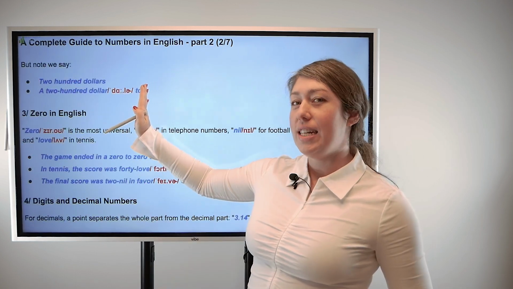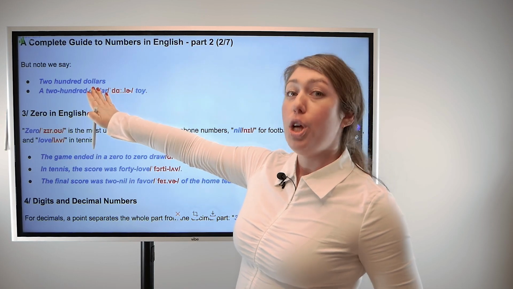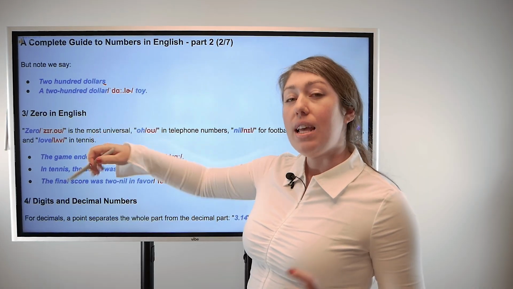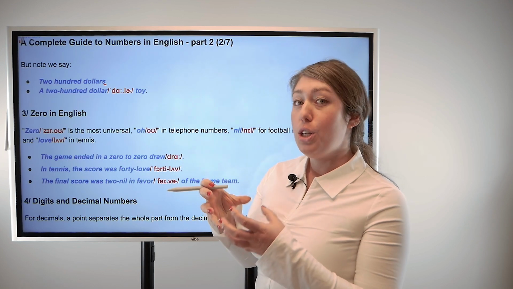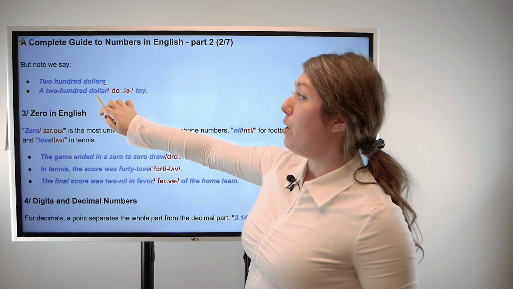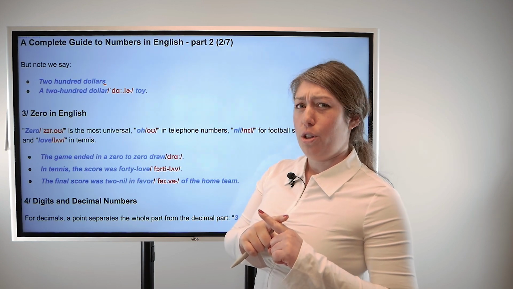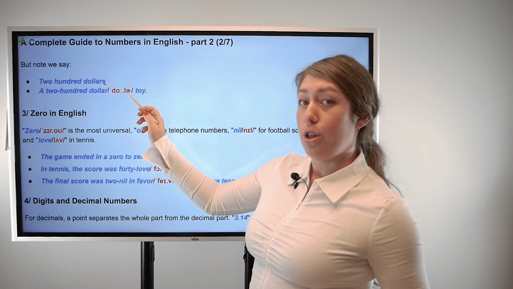So here's something tricky to take note of. When we talk about $200, we put an S here. But if you're talking about something that costs $200, for example, a $200 toy, we don't say a $200 toy. We say a $200 toy.